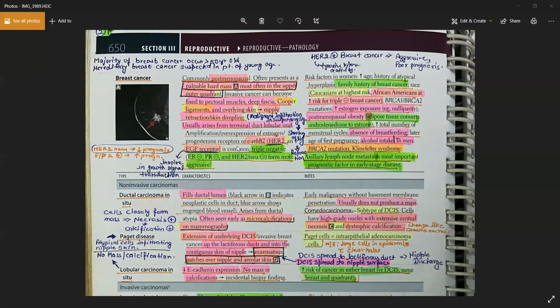Having triple negative means a very poor prognosis. Having ER positive, PR positive implies a good prognosis. Having HER2 positive again makes this cancer very aggressive, so again, a very poor prognosis.